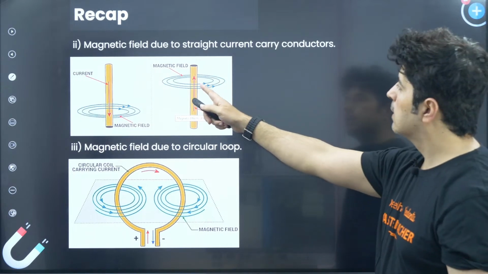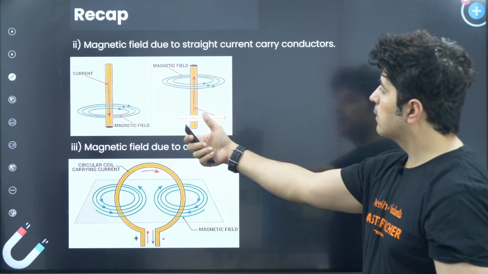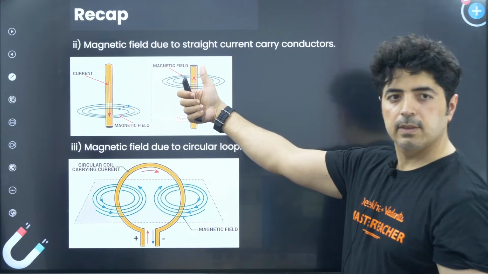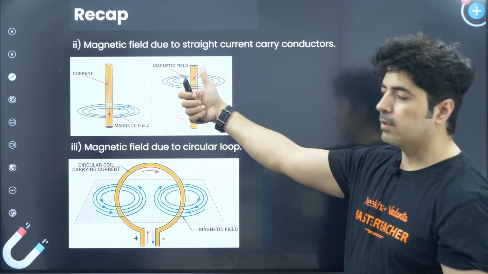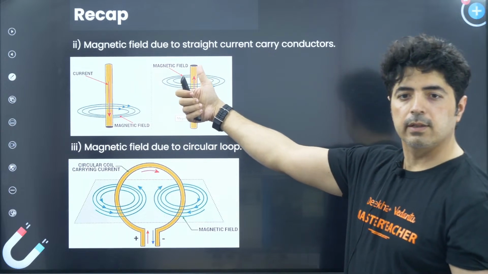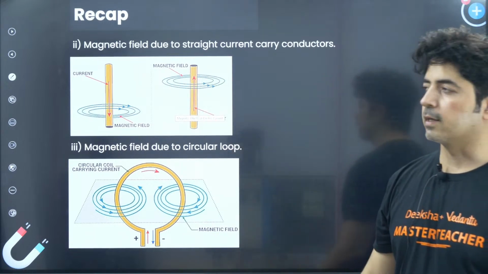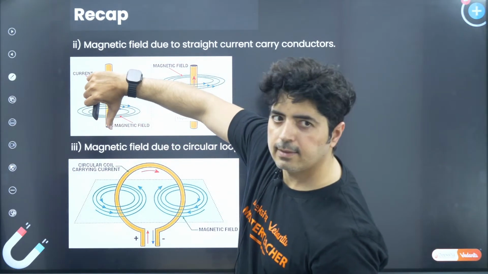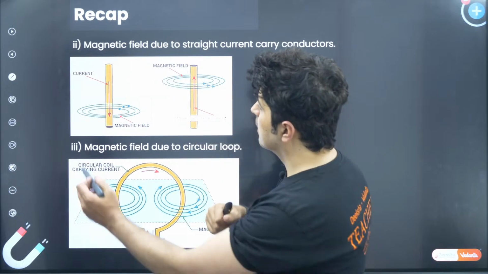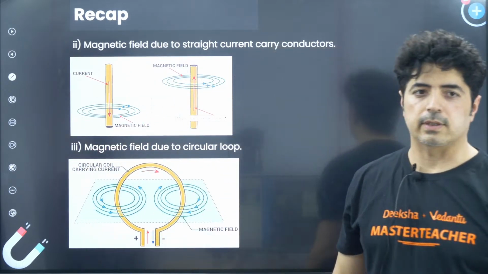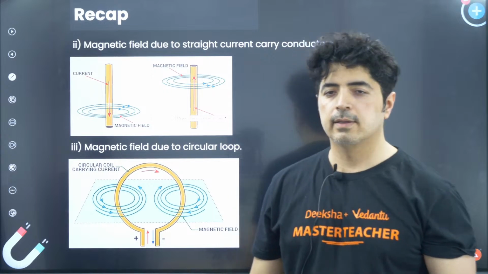Okay. So as you can see, just keep your right hand over there, with the direction of your thumb in the direction of the conductor, in the direction of current, and your fingers give you the direction of the magnetic field. If you make it opposite, ulta, you see this way, the magnetic field is going in this direction. I hope it's pretty much clear, right?